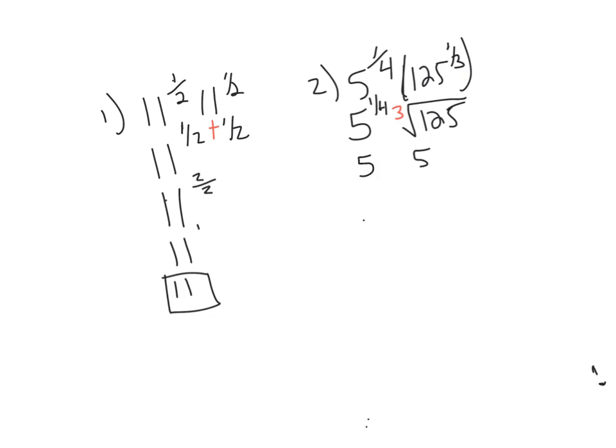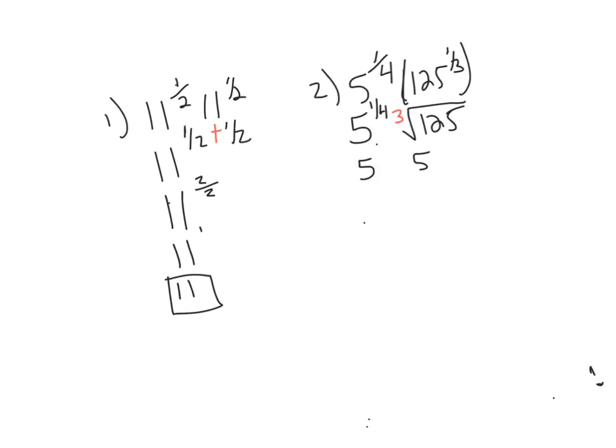times 5 to the first, times 5. Well, I have a base of 5 and a base of 5. What can I do with those two exponents? I can add those two exponents. Well, notice right here, I don't have an exponent. I really only have 5. Well, this is really 5 to the first power.